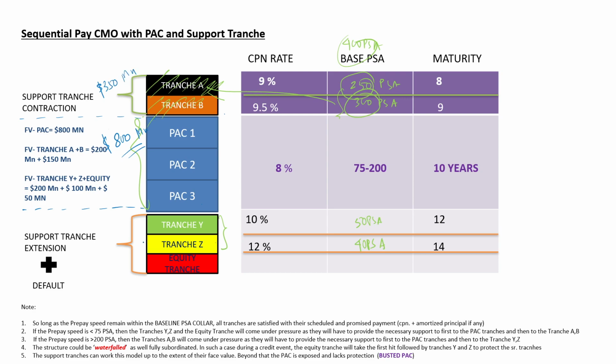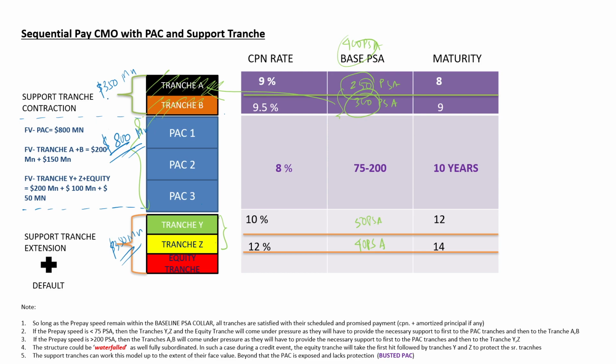And to protect against the extension risk are the junior tranches amounting to another 350 million. So you could see that this PAC collar is almost protected to 90% of its face value.